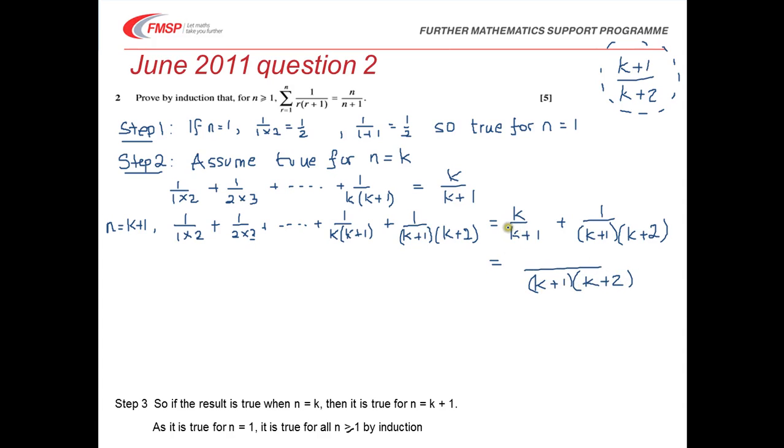On the numerator, this k plus 1 will go in k plus 2 times, and k plus 1 upon k plus 2 will just go in once. Now on the top line we end up with k squared plus 2k plus 1. On the bottom line it's k plus 1 times k plus 2. Now what we need to look at is to see if we can factorise the numerator, and of course we can, because it's k plus 1 all squared.